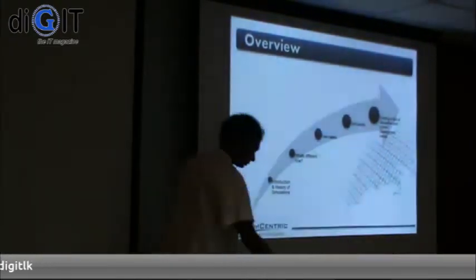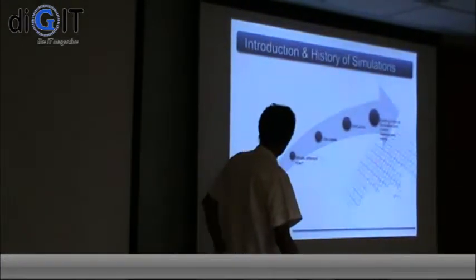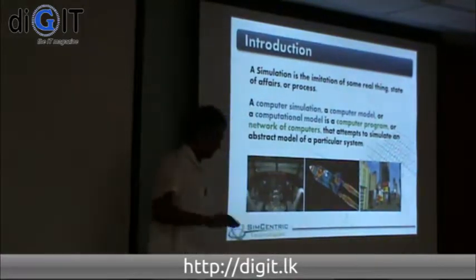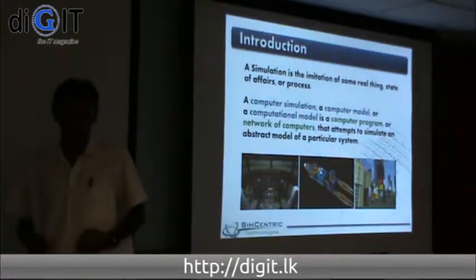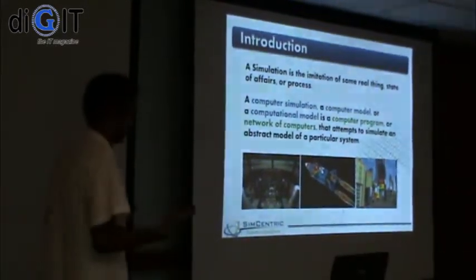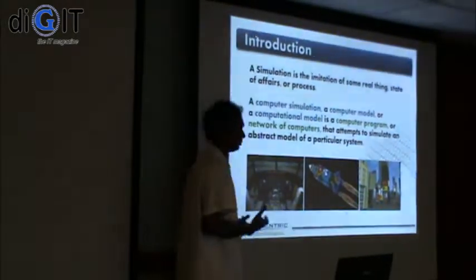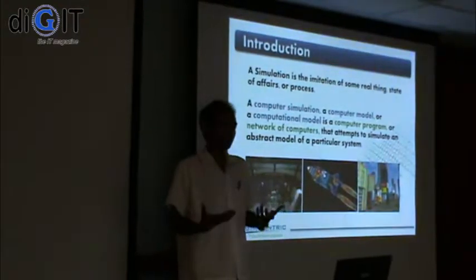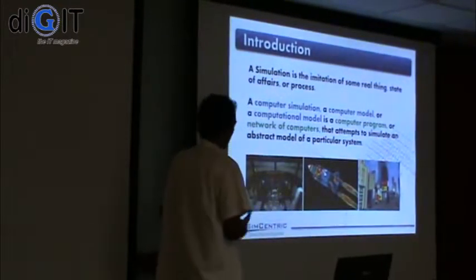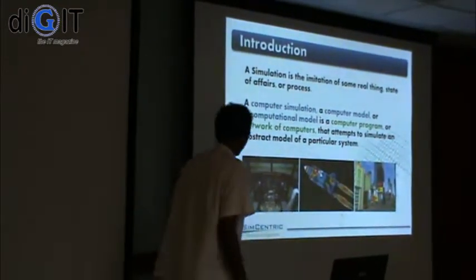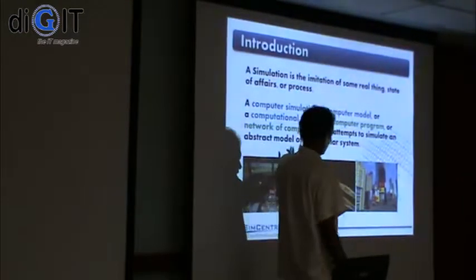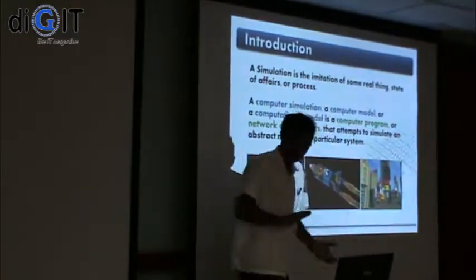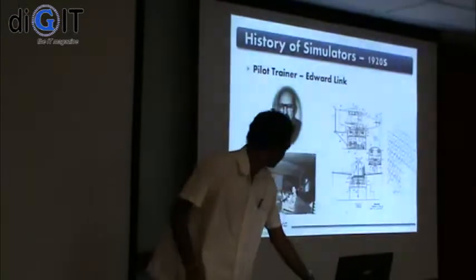Okay. So we start off with a history of simulation. Very basically, a simulation is a model of a real world process, something that happens in the real world. If it's a computer-based simulation, you try to recreate what happens in the real world on a computer. It could be anything from a flight simulator to simulating a rocket to simulating a city, but I'll give you lots and lots of examples of this.